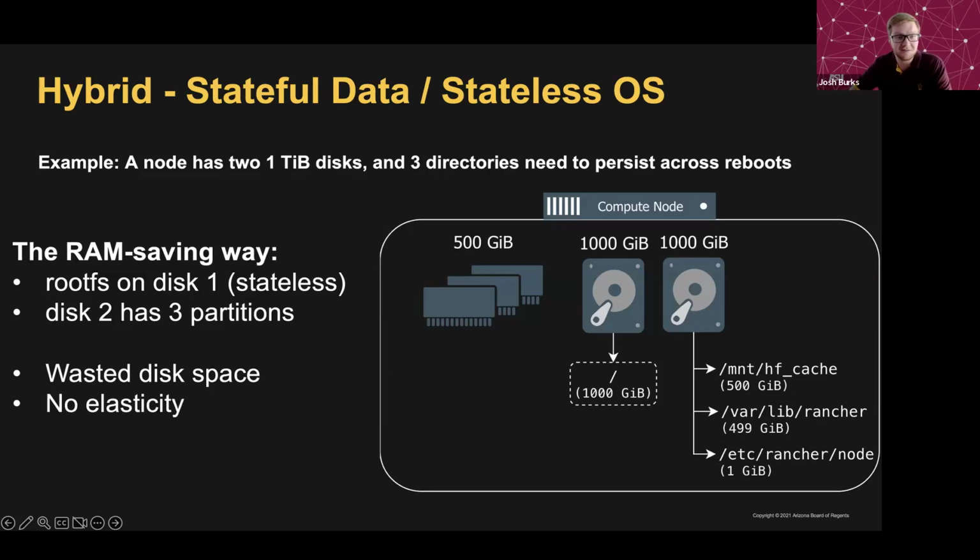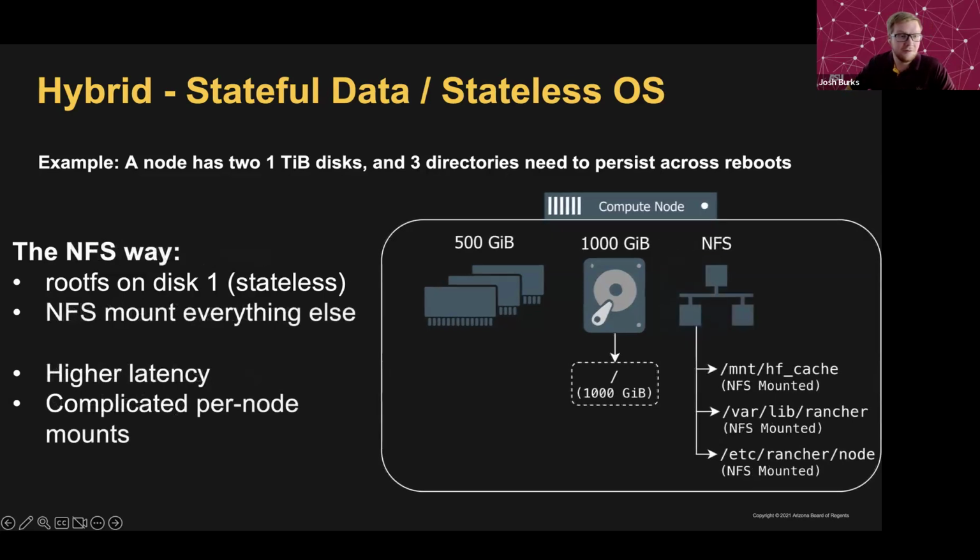So we could set aside one of these disks just for that root file system and then partition the other disk. This way, we're not wasting RAM, but we're wasting a lot of disk space. That root file system doesn't really need a whole terabyte, and then we're losing that elasticity still. Hugging Face cache there is down to just 500 gigs, and if it needs any more than that, it's kind of out of luck. Even if there's still space available on the disk, that would be reserved for another partition and file system there. We could do this all with NFS as well.